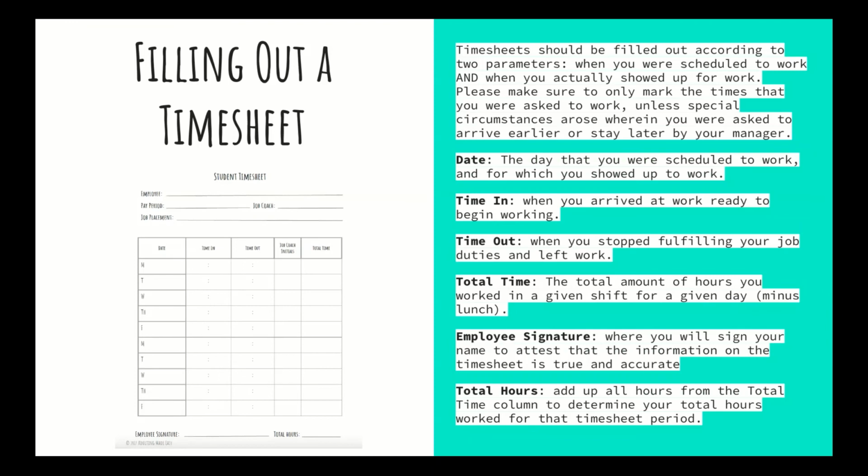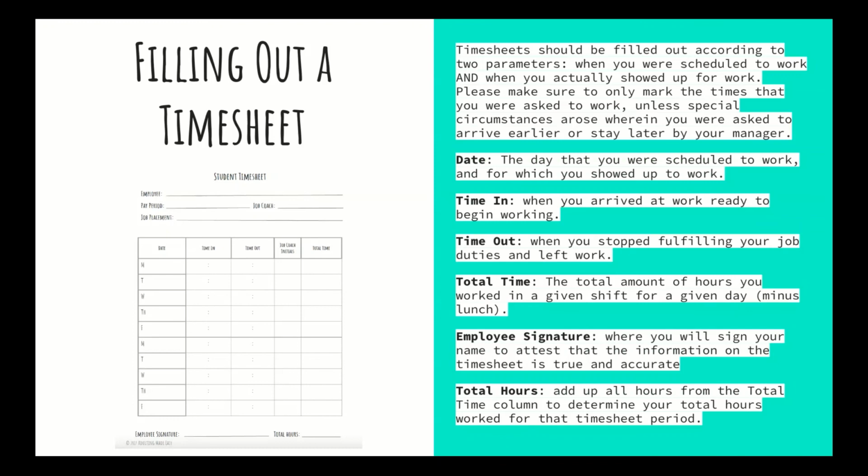Total time. This refers to the total amount of hours you worked in a given shift for a given day, minus your lunch or your breaks. And that all depends on how long you work. Once you get hired at a job, they will spend a day going over paperwork and they will tell you how to fill out the timesheet forms that they have.